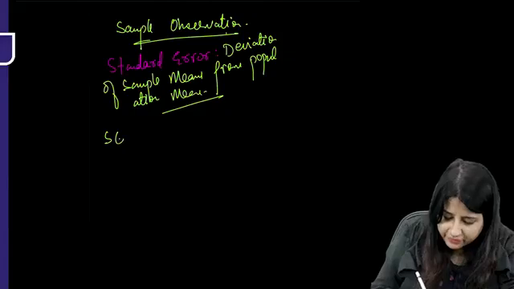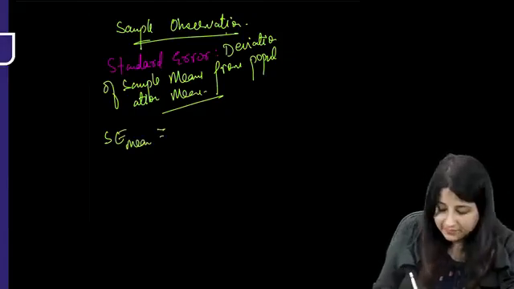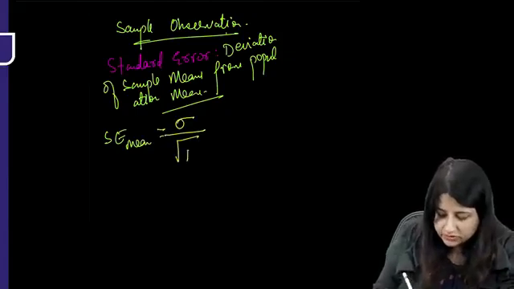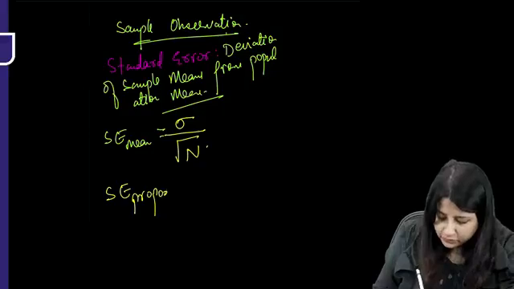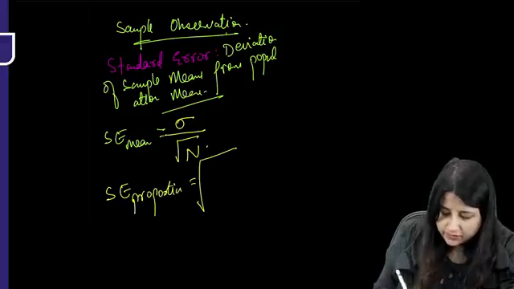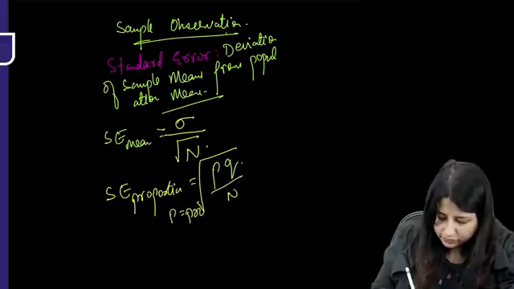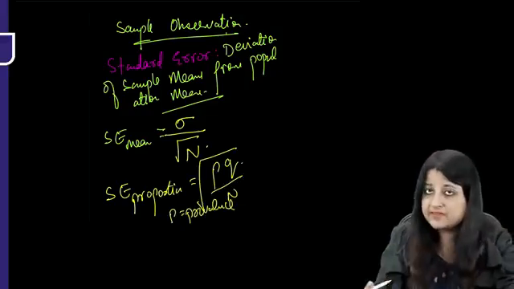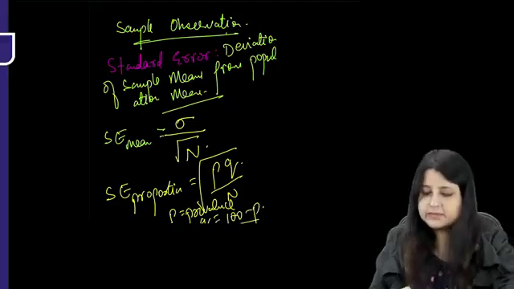In this, you just have to remember two formulas. You will get to calculate standard error of mean, which is standard deviation upon square root of n, and standard error of proportion, which is square root of pq by n. P was what? You can check it out in the main videos also. Prevalence, that will be given to us, and Q is always 100 minus P.